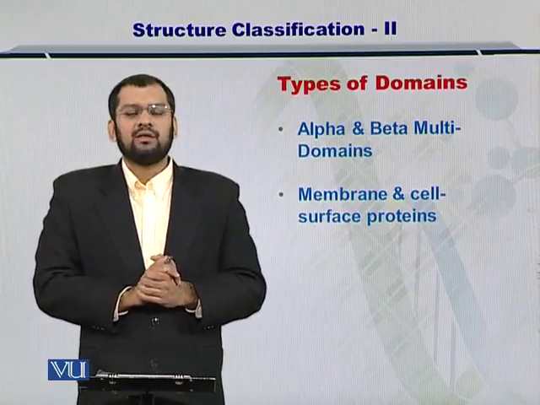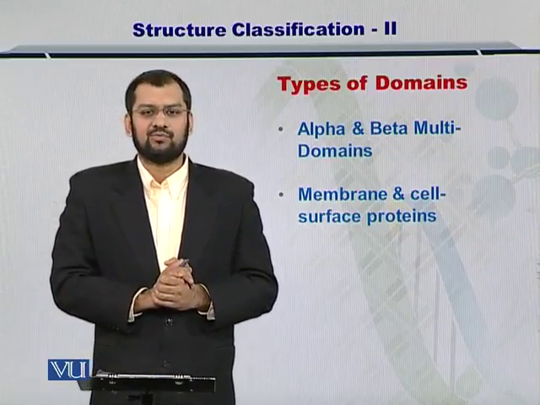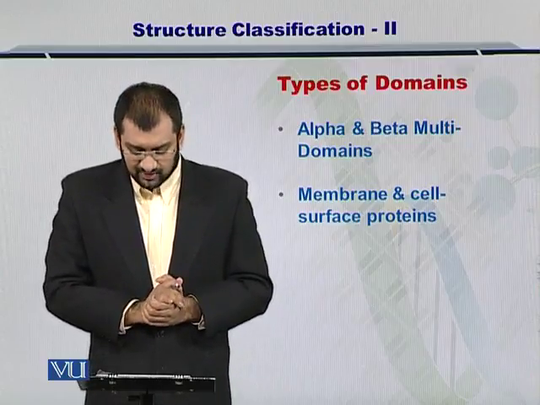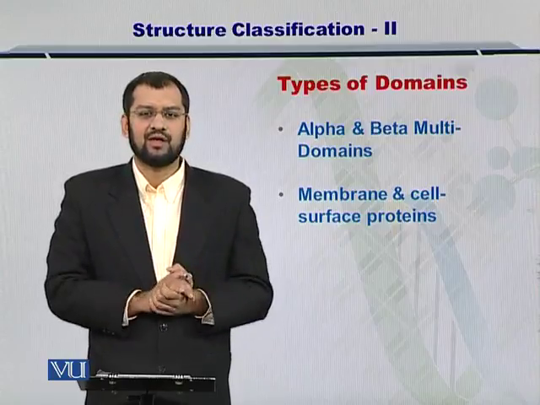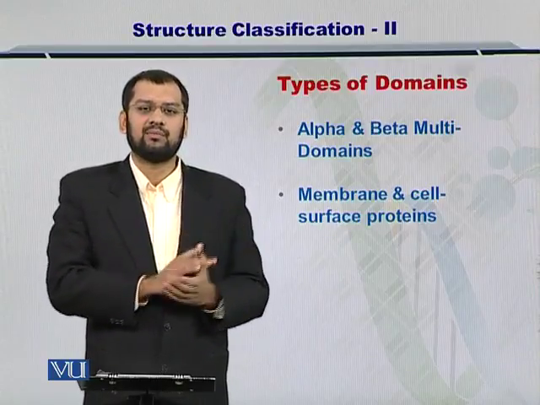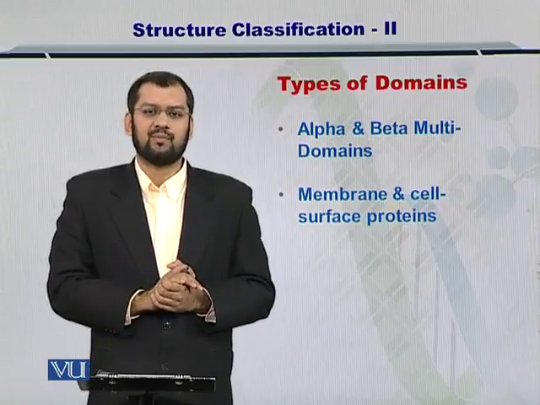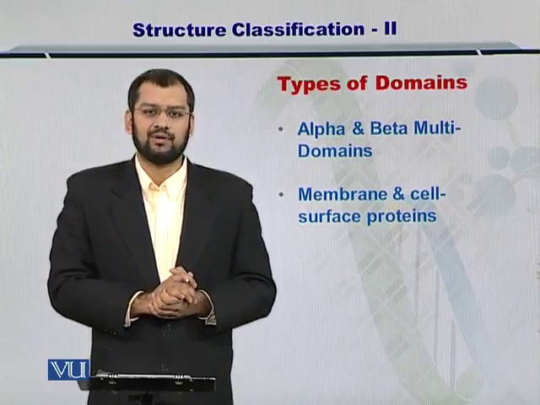Then there are two other types of domains as well that are relatively fewer. They are alpha and beta multi-domains as well as the membrane protein domains. So these two types are important but are few in number.